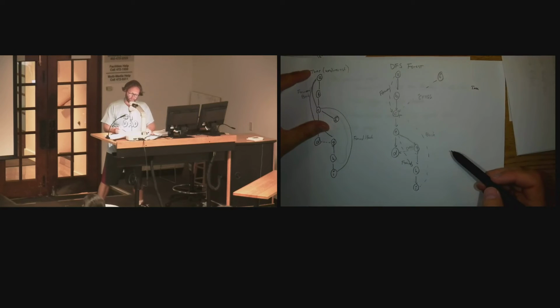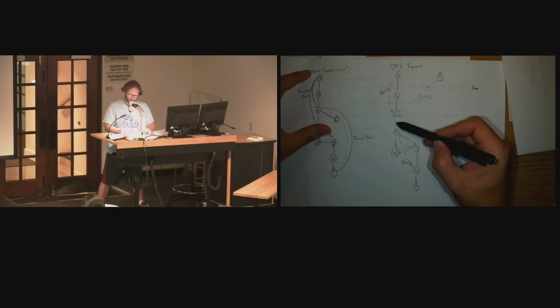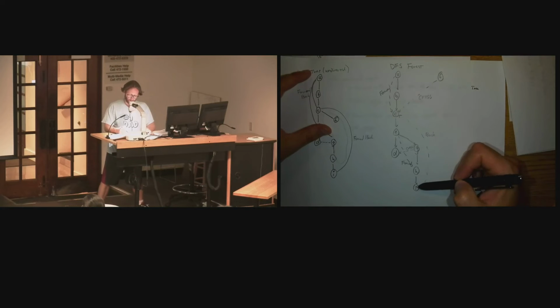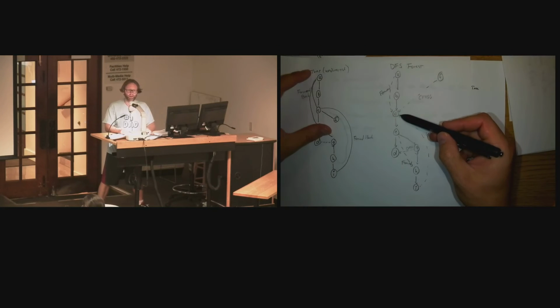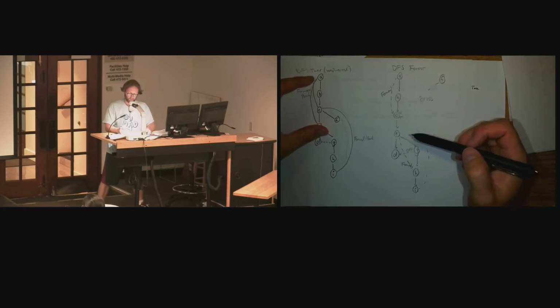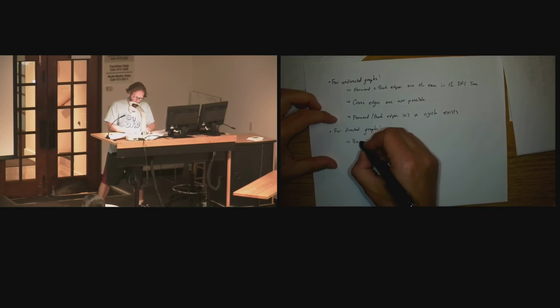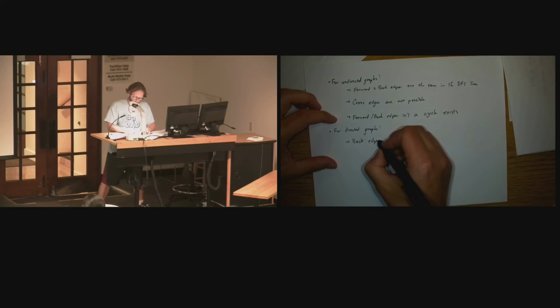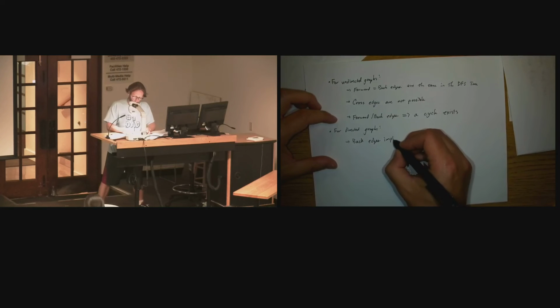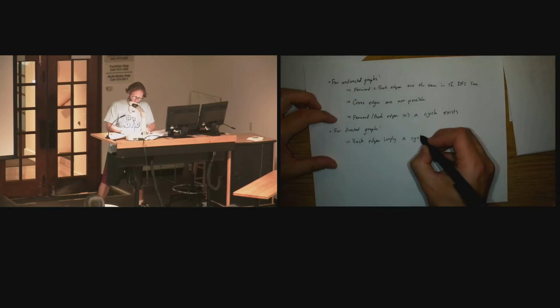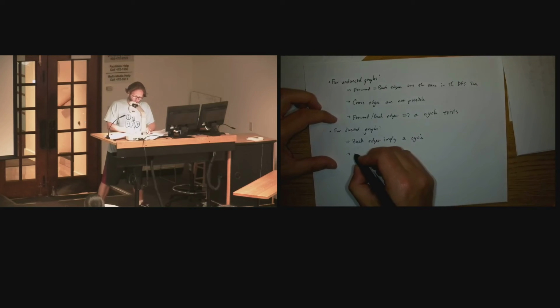But wait, what about back edges? C to E to G, H, I, and then you can go back to C. Well, what's that? It's a cycle, right? So back edges imply a cycle, right? All four are possible.